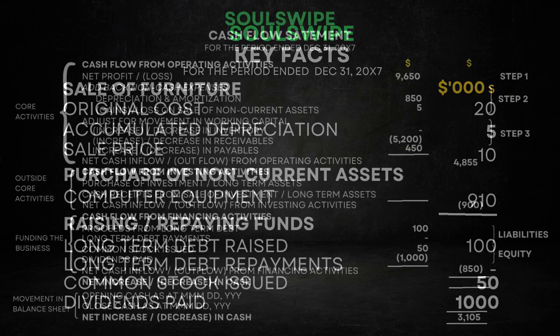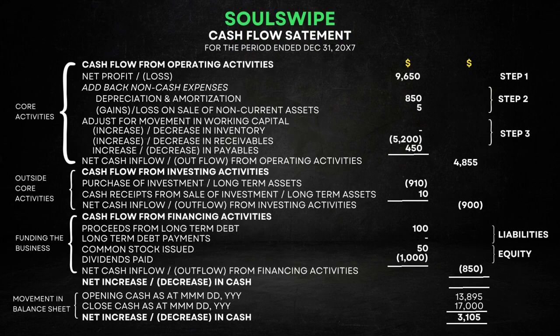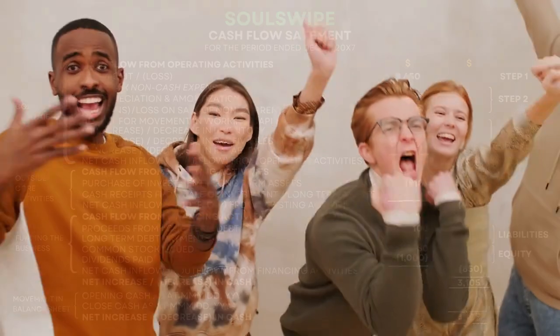By summing up the cash flows from operating activities, investing activities, and financing activities, we arrive at the net increase in cash of $3,105,000. This reconciles perfectly with the observed change in cash in the balance sheet. And there you have it. I hope this comprehensive explanation has provided you with a deeper understanding of the cash flow statement.